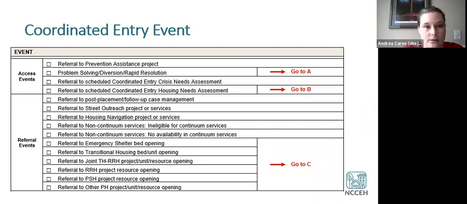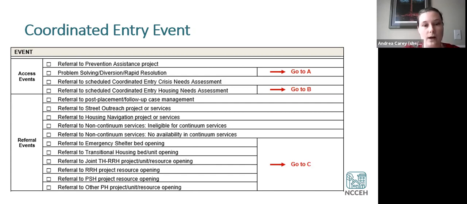So as we go down our event types, we've got then referral to emergency shelter, referral to transitional housing. We don't have any joint transitional housing, rapid rehousing projects, so we'll skip that option usually. And then referral to rapid rehousing, permanent supportive housing, or other permanent housing. We don't see other permanent housing a lot. That's a permanent housing project that doesn't include services, those wraparound services like permanent supportive housing.